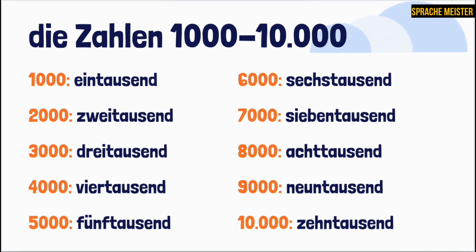Here, 1000, 2000, 3000, 4000, 5000, 6000, 7000, 8000, 9000, and 10,000 is zehntausend.